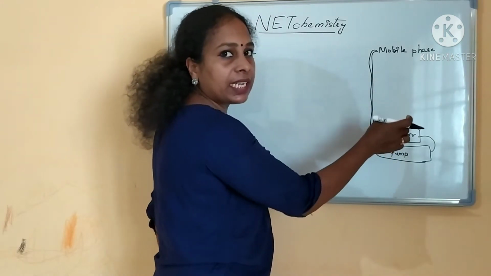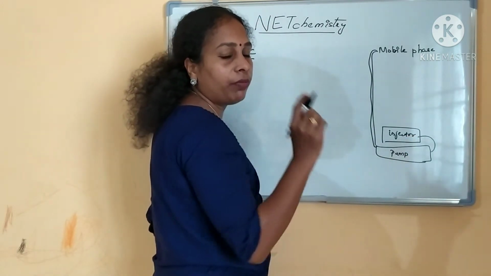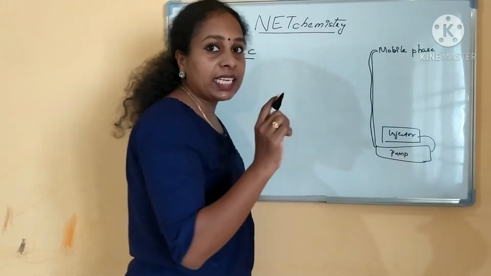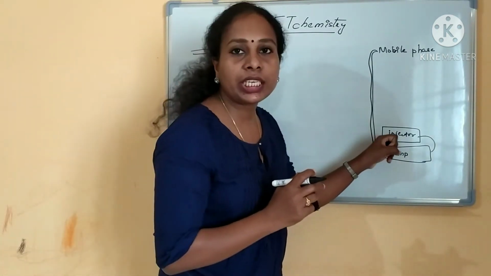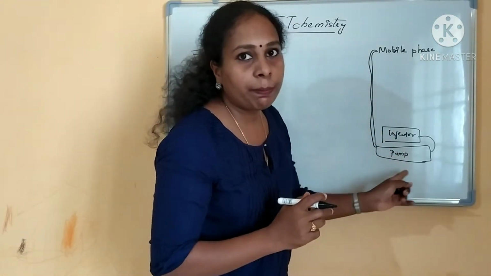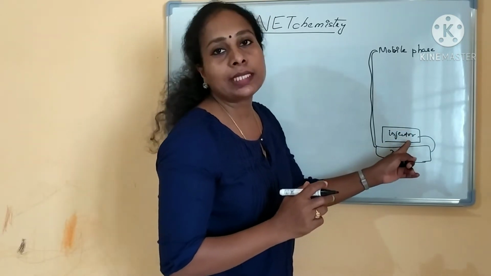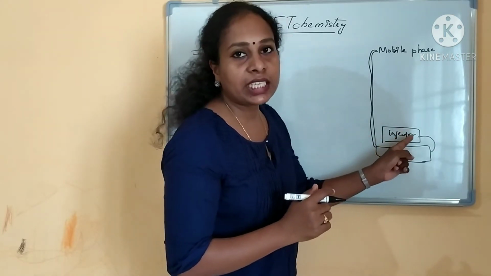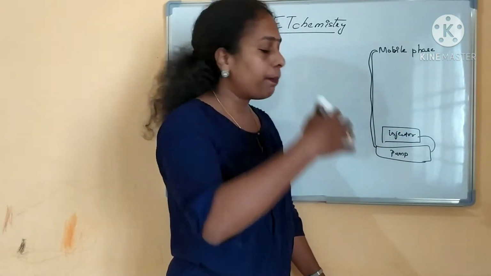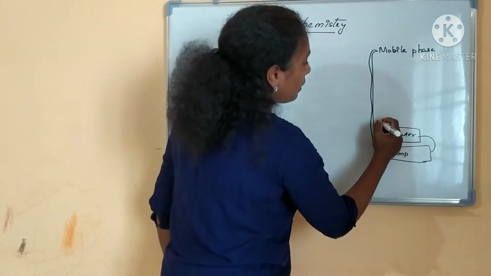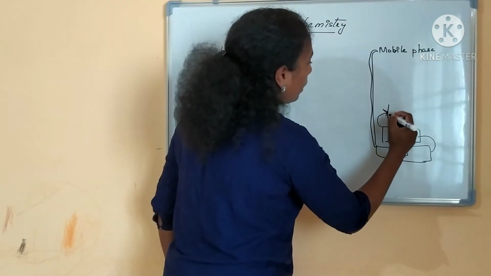Here we will be injecting the sample that we prepare. We will be extracting those samples and injecting them here. The mobile phase will be pumped towards this injector, and the injector will pick up the sample. Then it will go to a column compartment.